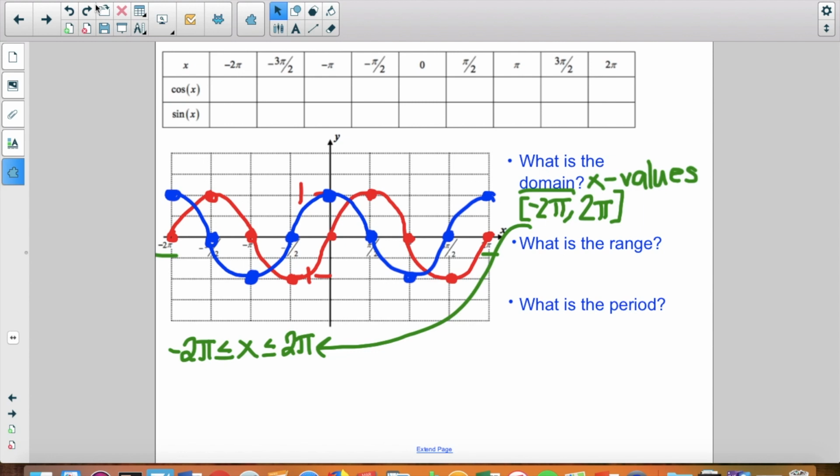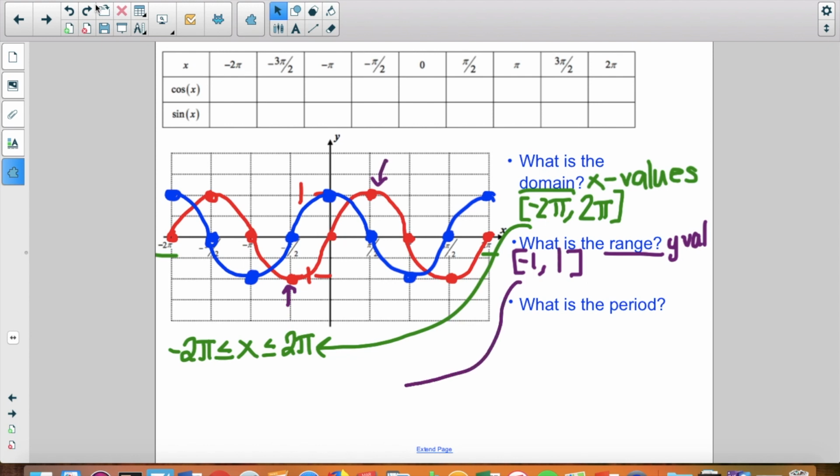Next is, what is the range? So the range are now your y values. So we have to look at the lowest point to the highest point. There's going to be the 2 representations, exactly how we did domain. So our lowest point here is negative 1 for both graphs. Our highest point is 1.